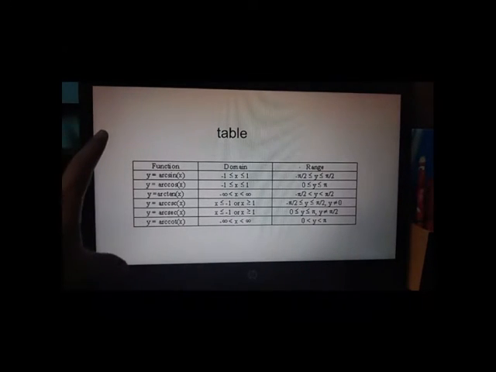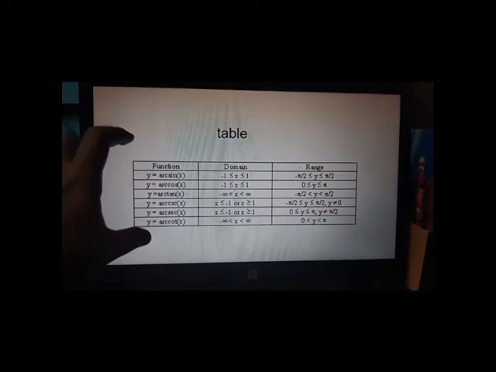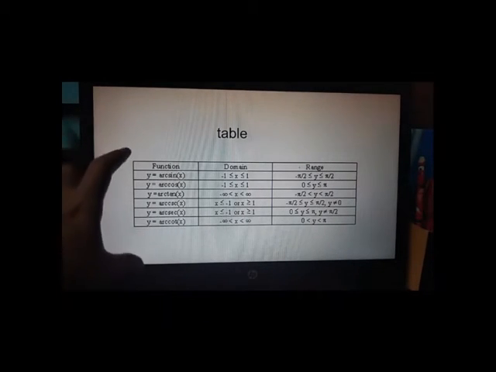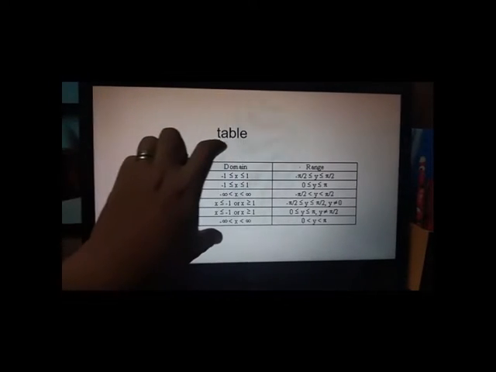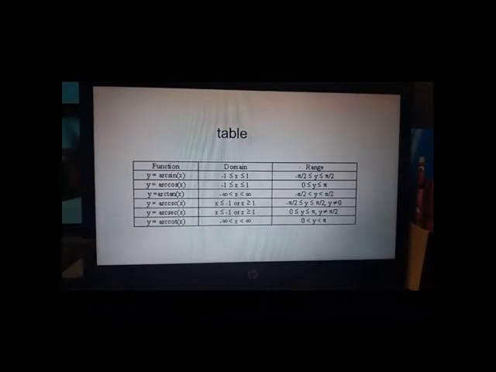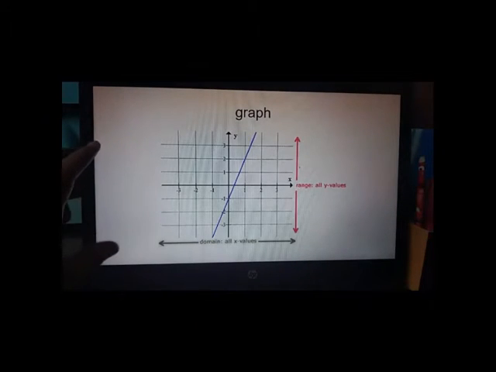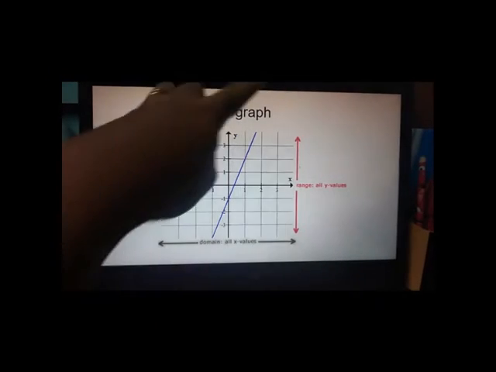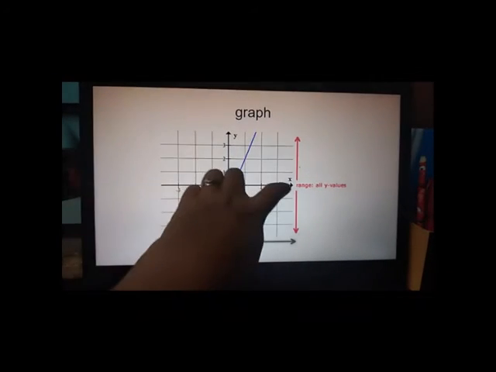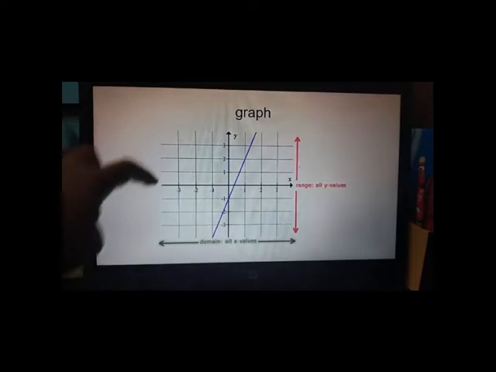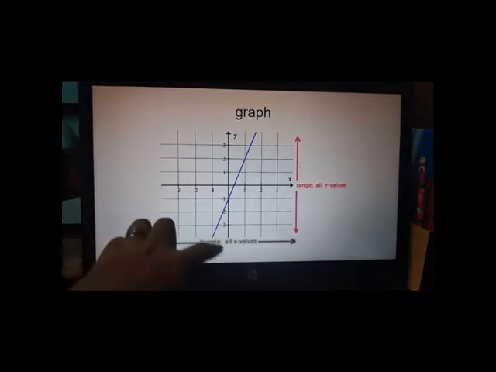Next, we have the table, meaning we write the relation in tabular form. We have the rule, and then you have the domain and the range. Next, we have the graph. This is another representation of relation. We have our x and we have our y. We have the domain, we have the range.